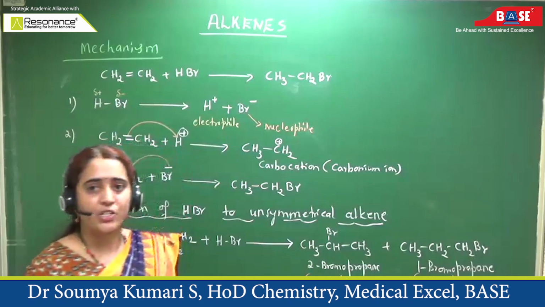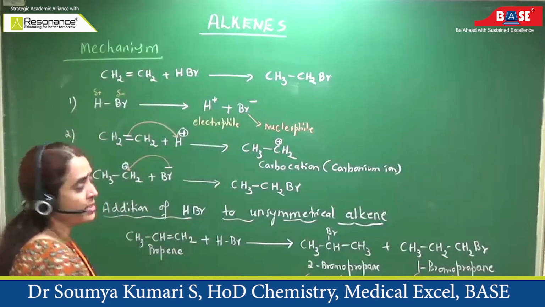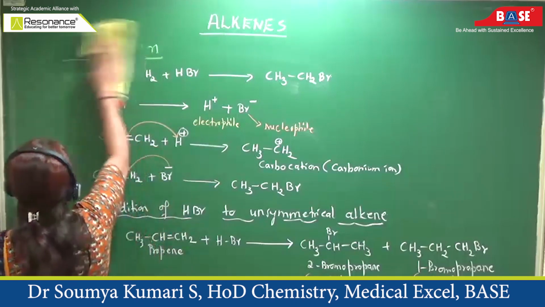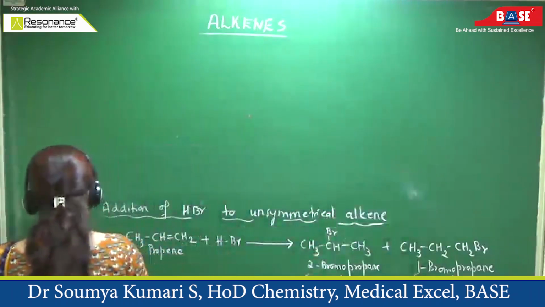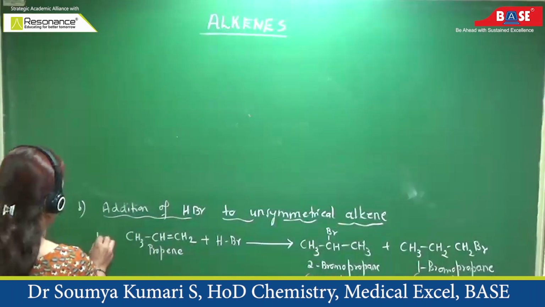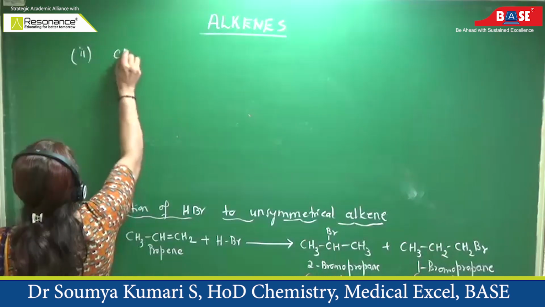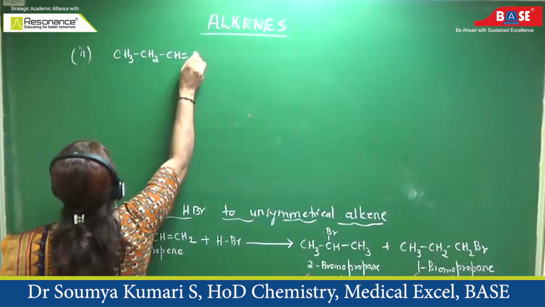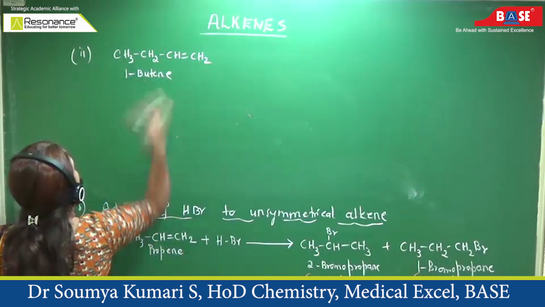With only one reaction, nothing can be concluded. We have to study some more reactions to conclude it. So if I take some more examples here, second example I'll consider. You take this one as the first example. Second example I'll take. Let us take but-1-ene or 1-butene. This is called 1-butene.